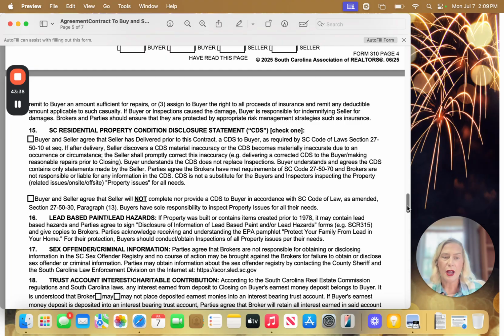Number 15, property disclosure. The South Carolina property disclosure form, the 4 pages that will get every seller sued if they lie. We'll also get an agent sued if they fill it out for the seller. This is a document that the seller must fill out. It says that the buyer and seller agree that they will submit one or they will not. Those are the only 2 options.